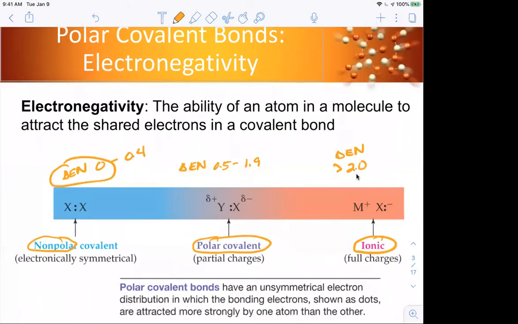As I go from here all the way down here, I'm increasing the polarity of the bond until I get to fully ionic, where I have a complete transfer of electrons, and it's the electrostatic attraction between those two charged particles that gives me the bond that's referred to as an ionic bond.